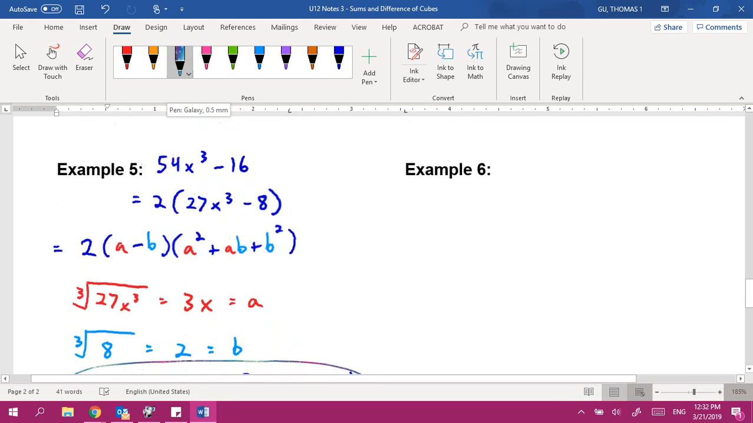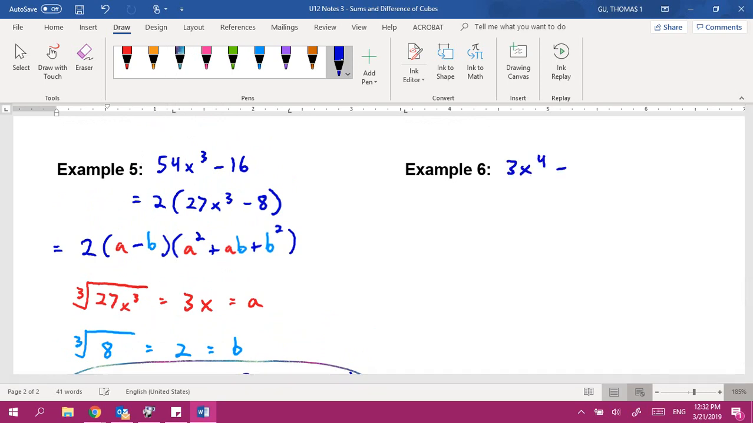Last example here. It's going to be 3x to the 4th minus 24x. 3x to the 4th minus 24x. What should I do here? Take out the greatest common factor. What is the greatest common factor here? 3x. That's right. So if I factor out a 3x, what's going to be left?